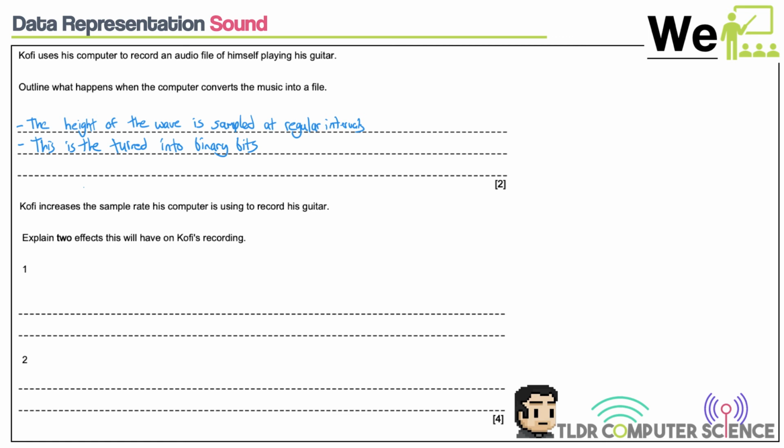Great stuff. And then the next one says Kofi increases the sample rate his computer is using to record his guitar. Explain two effects that will have on Kofi's recording. I think this is pretty much a carbon copy from before. The difference this time, though, is that it's giving 2 marks for each.